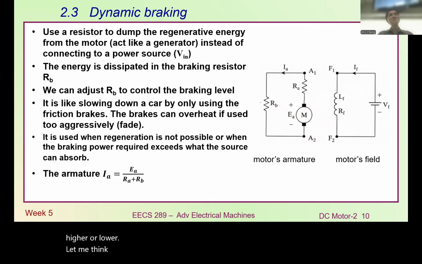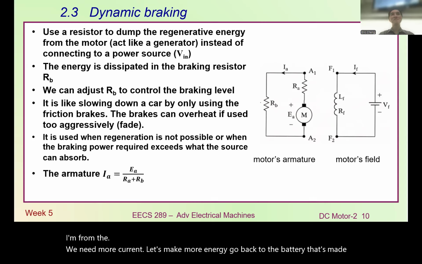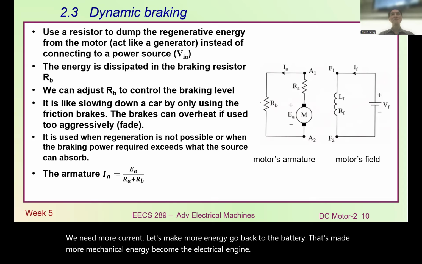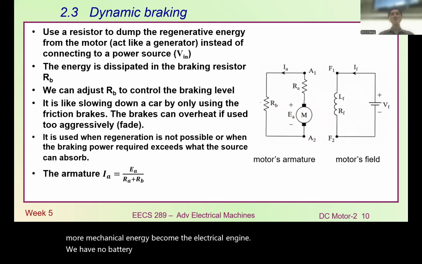Maybe, we need more time, that means more energy goes back to the battery, that means more mechanical energy becomes the braking. So we have no battery here. We are just dumping the energy into the resistor, right? In this diagram, we have no battery anymore. You see, starting braking, we remove the battery and put a resistor there.